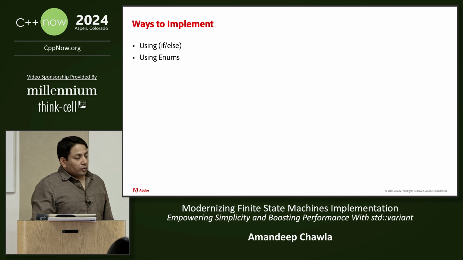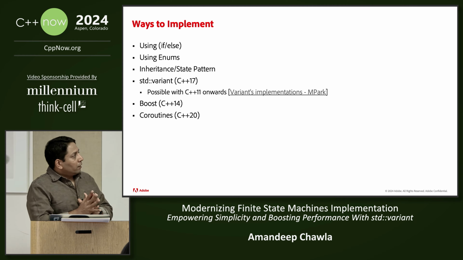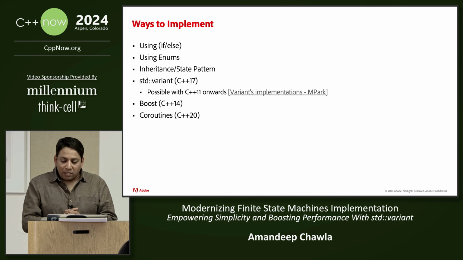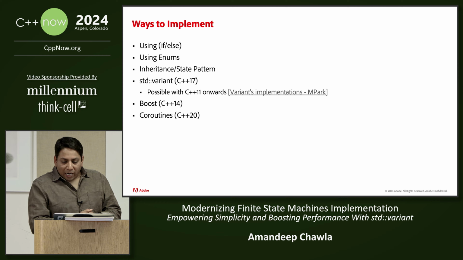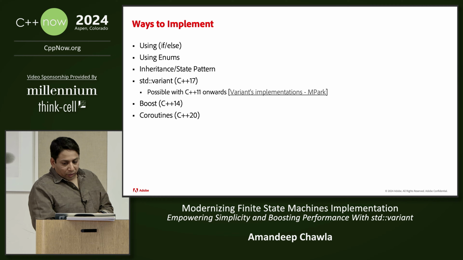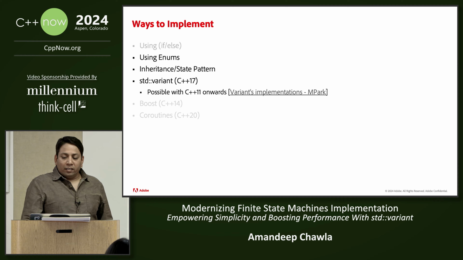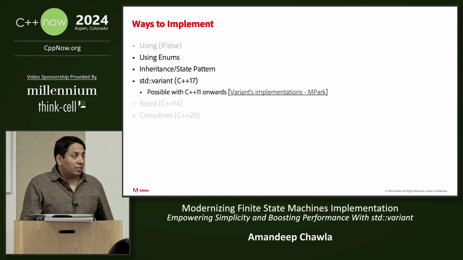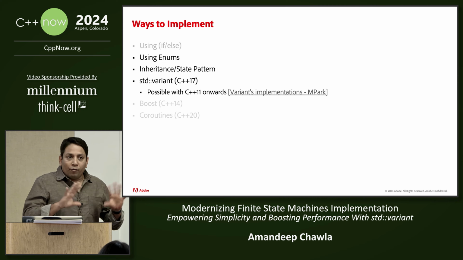So, ways to implement. We have several options for implementing our state machines, and those include using if-else statements and Boolean variables for each state, utilizing enums and switch statements, employing std::variant, leveraging the Boost libraries, and implementing with coroutines. We won't be considering the if-else approach, as it tends to introduce more bugs and complexities, and especially in machines with multiple states, it's like hell dealing with those if-else.